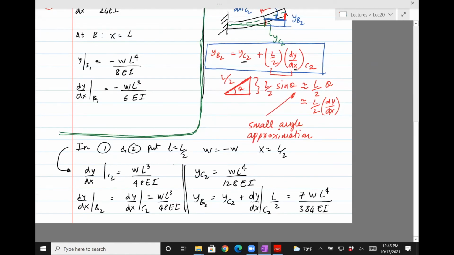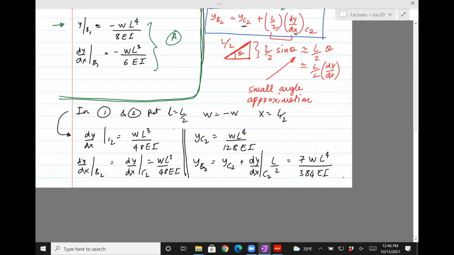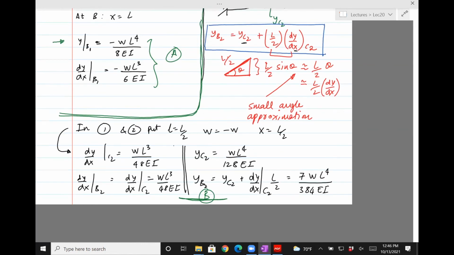Now we need to put that together. That is the principle of superposition. I need to find what the net deflection and slope is. So I'll sum it up, essentially. We call this piece A, and this piece B, and I just want to sum A and B together.